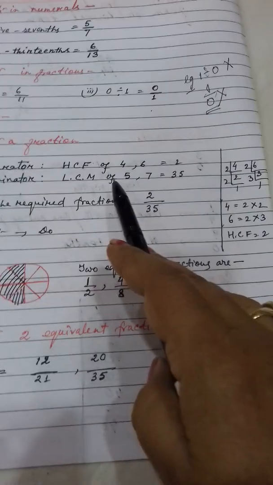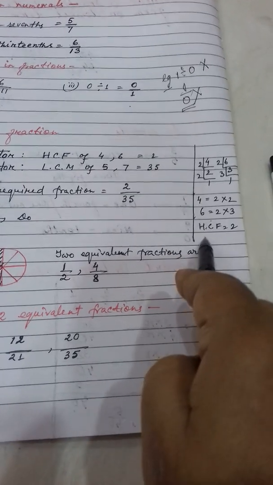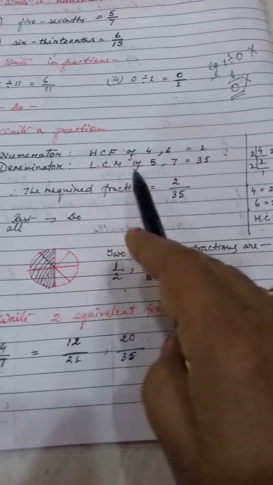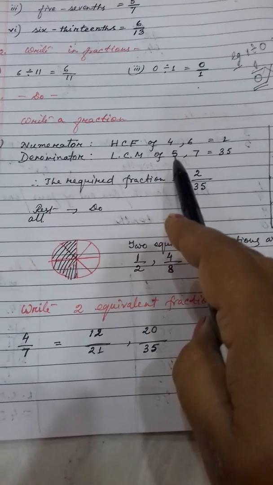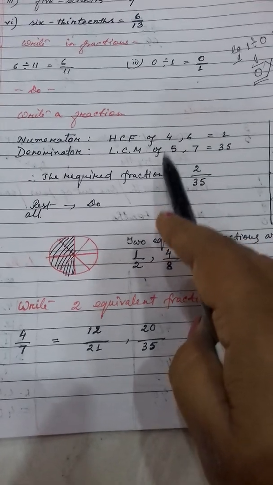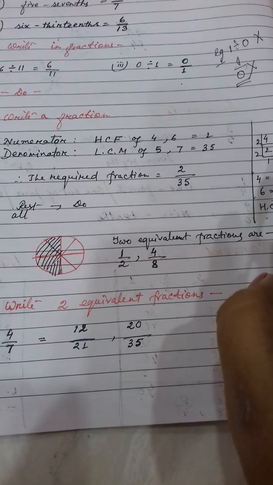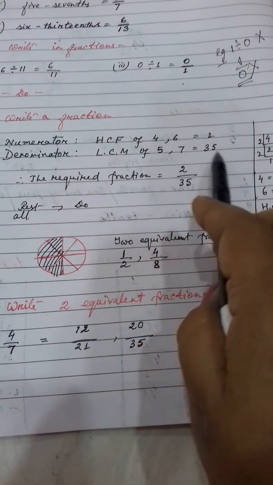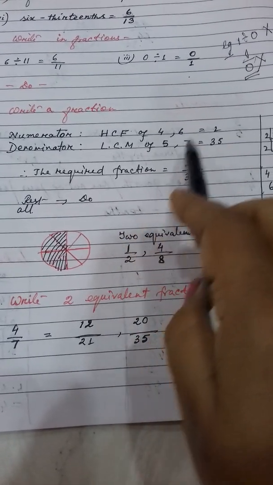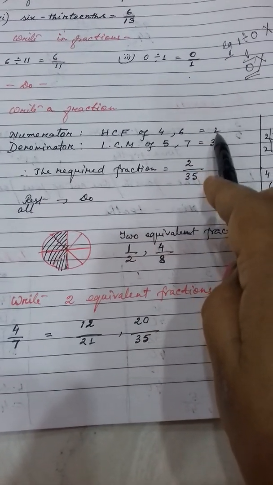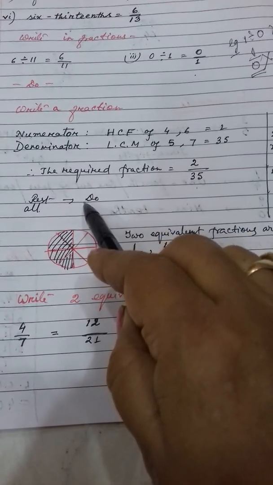See, I have done the HCF of 4 and 6. You do it in the working column. Clear? HCF is 2, and the LCM of 5 and 7. If you have to find the LCM of any two prime numbers, directly you multiply. Clear? No need to use the common division method. Directly you multiply the prime numbers. So here it is 35. So what will be the required fraction? Numerator is 2, denominator is 35. So you arrange it. The rest you will complete in that way.